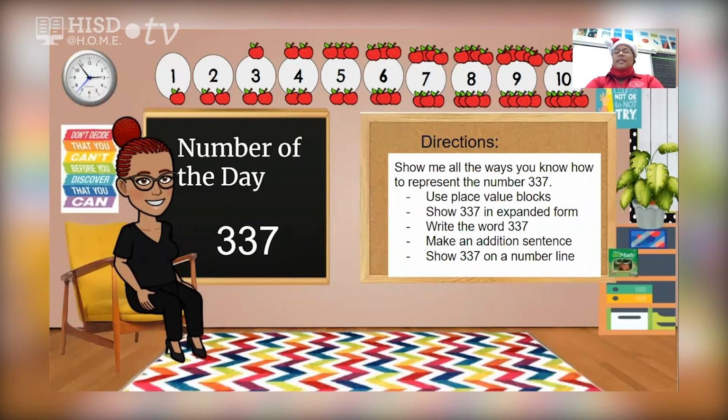Our number for today, boys and girls, is going to be 337. That means on your paper, you're going to write the number 337 at the top. We write the number 337 with the digits 3, 3, and 7, and you're going to show me all the different ways you know to represent 337.